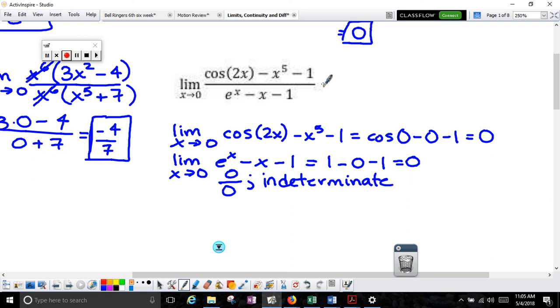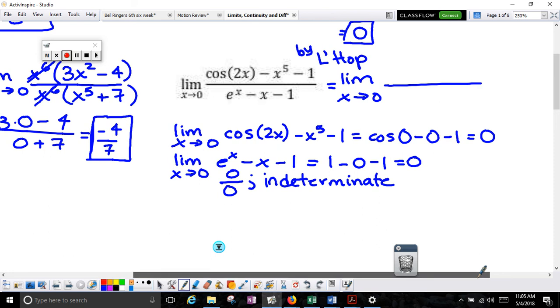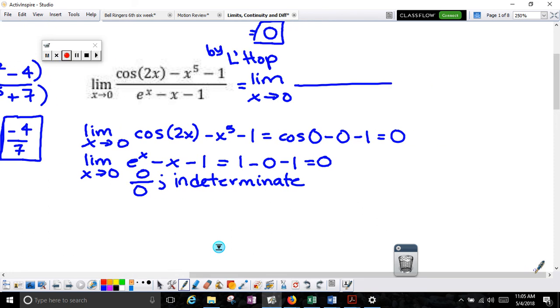So up here, I'm going to say by L'Hopital's rule, this limit is equal to the limit as x approaches 0. And now I'm going to take the derivative of the numerator and denominator. I'm not employing the quotient rule, just differentiating the numerator and denominator. So I get a negative 2 sine of 2x minus 5x to the 4th over e to the x minus 1.